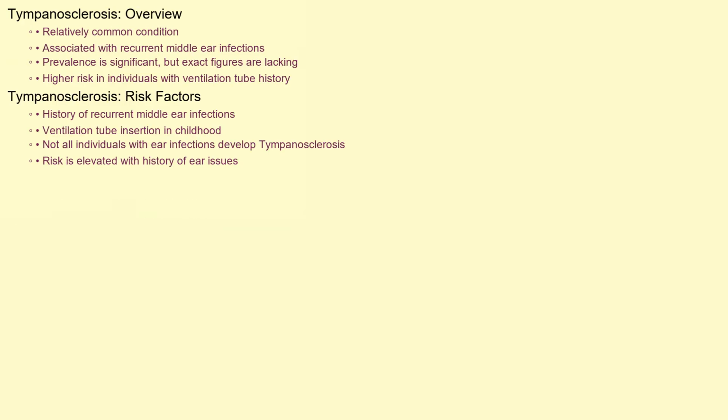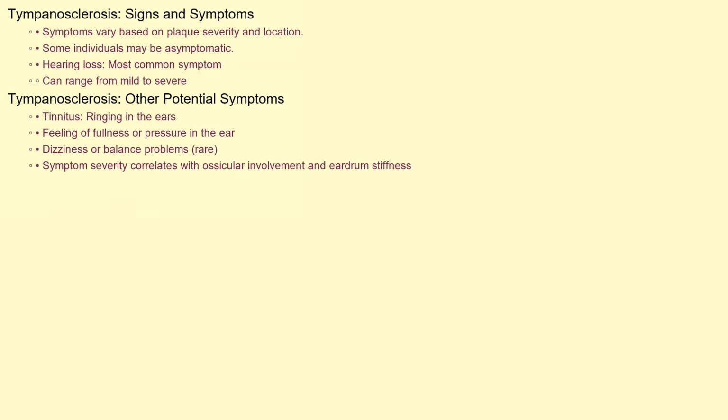Tympanosclerosis is a relatively common condition, particularly in individuals with a history of recurrent middle ear infections. While precise prevalence figures are difficult to obtain, studies suggest that it affects a significant portion of the population, especially those who have had ventilation tubes inserted in their eardrums as children. It's important to note that not everyone with a history of ear infections will develop tympanosclerosis, but the risk is certainly elevated.